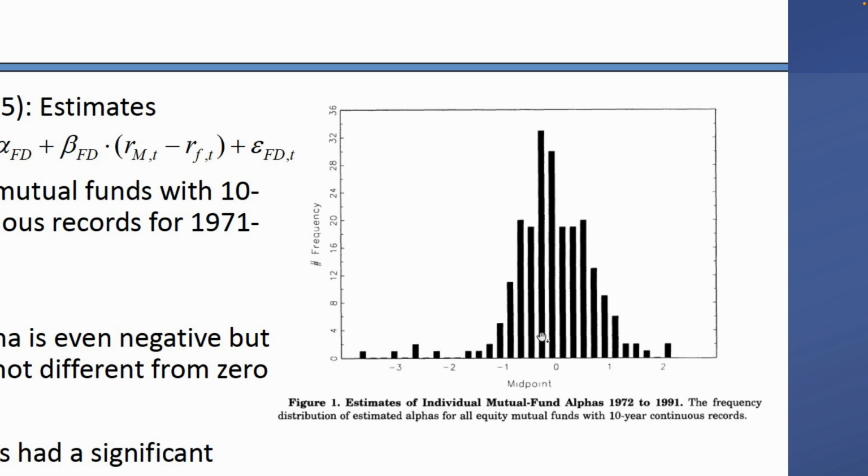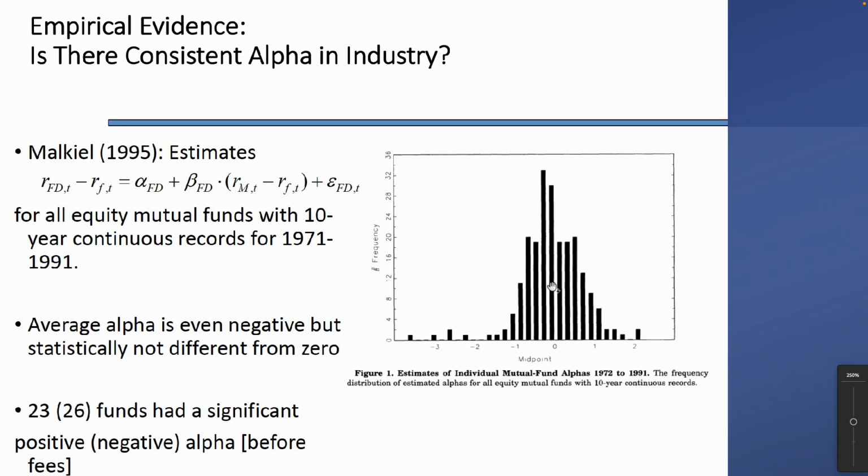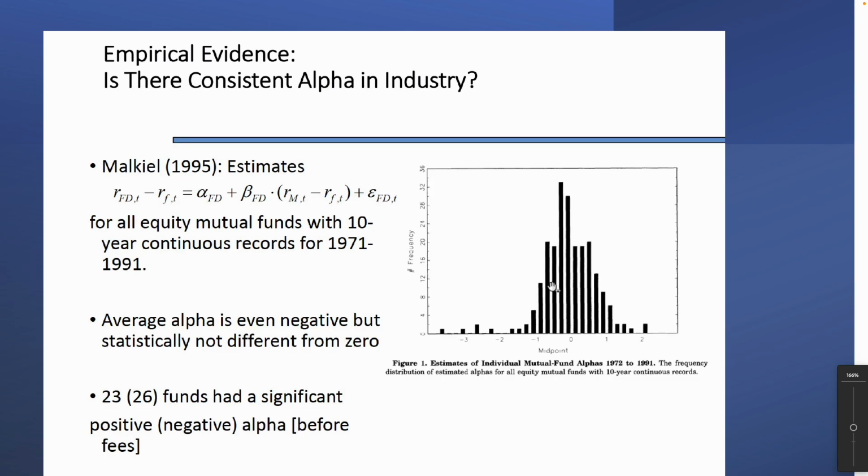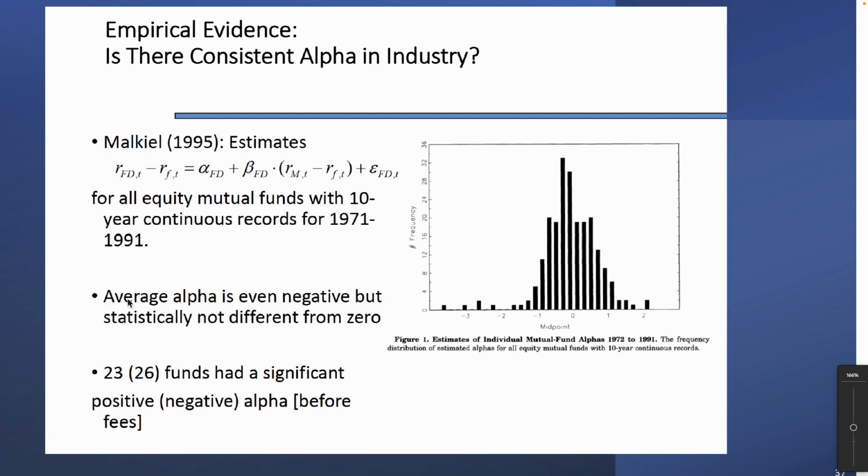Now this is before fees, and at that time a simple mutual fund charged like a 2% fee, which now the hedge funds are charging. Yeah? So you see how the fees go down as the sophistication of the customer rises. I've mentioned that. And the average alpha across these firms has been negative. Yeah? So the average alpha is negative, but statistically not different from 0.